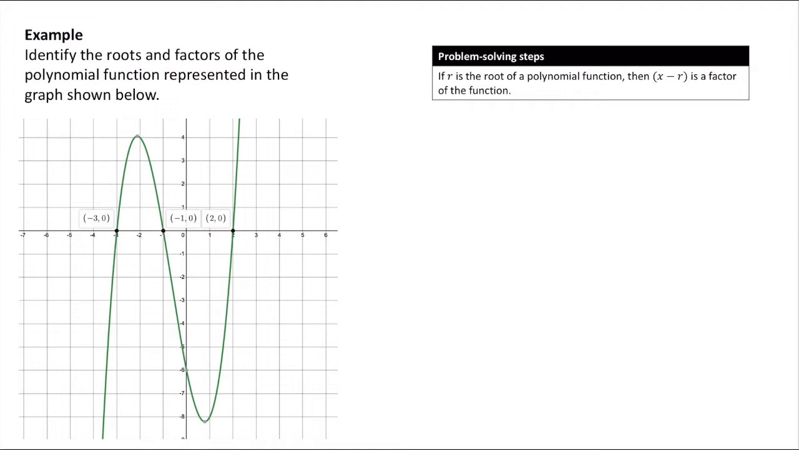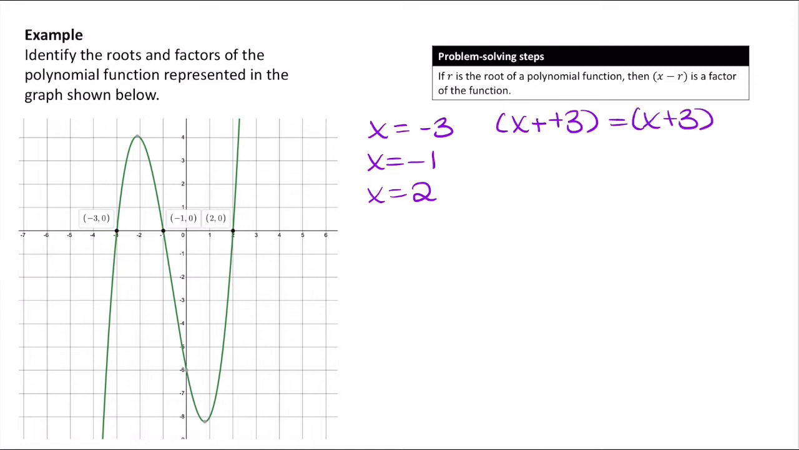We've already talked about this. So you can see that it has those 3 x-intercepts, so we know it's a cubic function, and we can write the factors that correspond to those roots. So those roots would be x equals -3, x equals -1, and x equals 2. The corresponding factors would be x minus -3, which is going to be x plus 3, right? Because remember, we turn a minus negative into a plus. We'd have x minus -1, which is going to turn into x plus 1. And then we have x equals 2 corresponding to x minus 2.